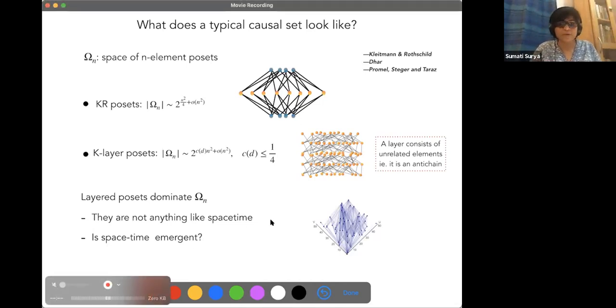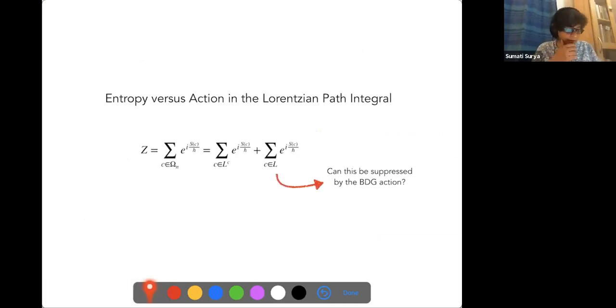Okay. So that's the question. One way of asking that question is to say, let's look at the partition function and divide it up into the layered posets and the ones that are not, and ask, well, let's just look at the contribution from those layered posets and ask whether the Benincasa-Dowker-Glaser action is sufficient to suppress this contribution.